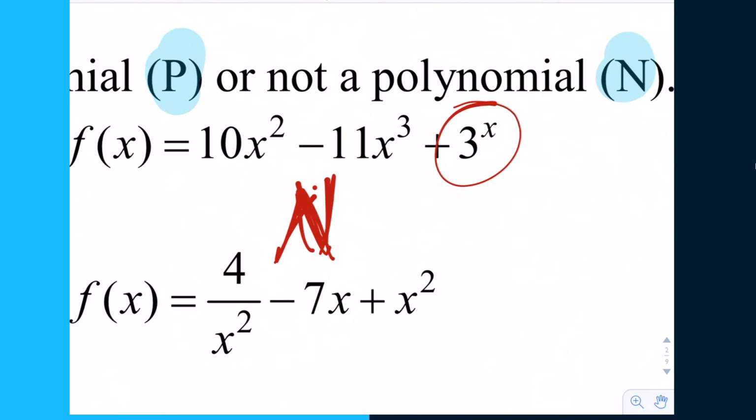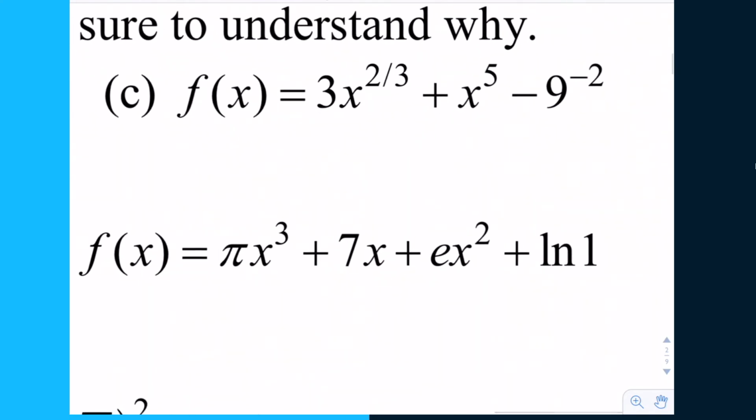In fact, this belongs to what family of functions? Exponential. Good. It's an exponential. So it's not a polynomial. All right, letter C. Or let's highlight why it's not. Why I circled it. There he is.